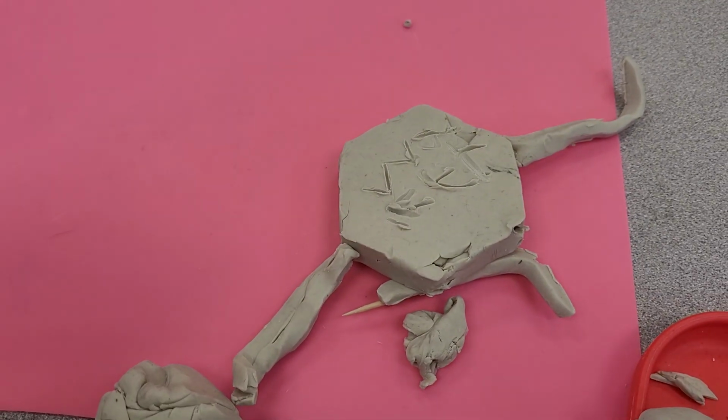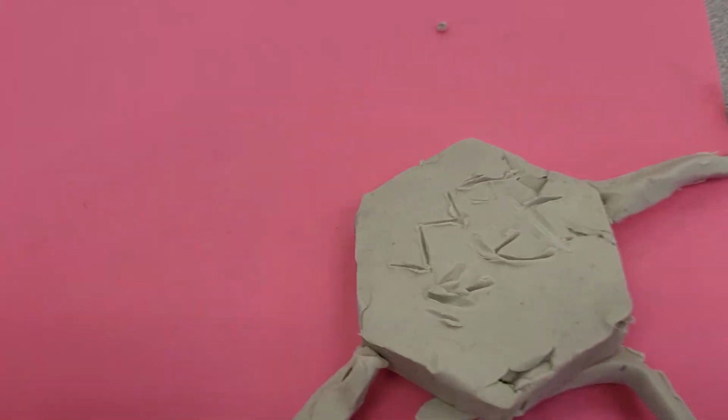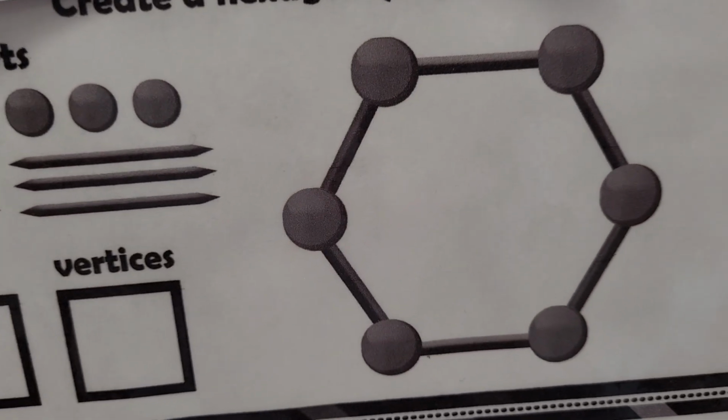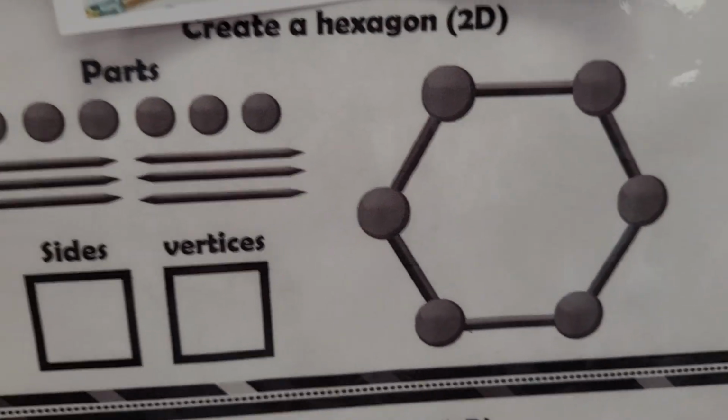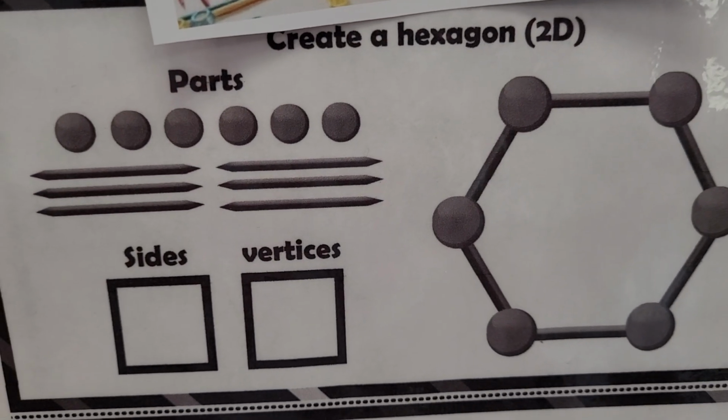I'm taking the hexagon molds away because this is not accurate. It has to be an open center. So you need to make clay balls that you put the toothpicks in.